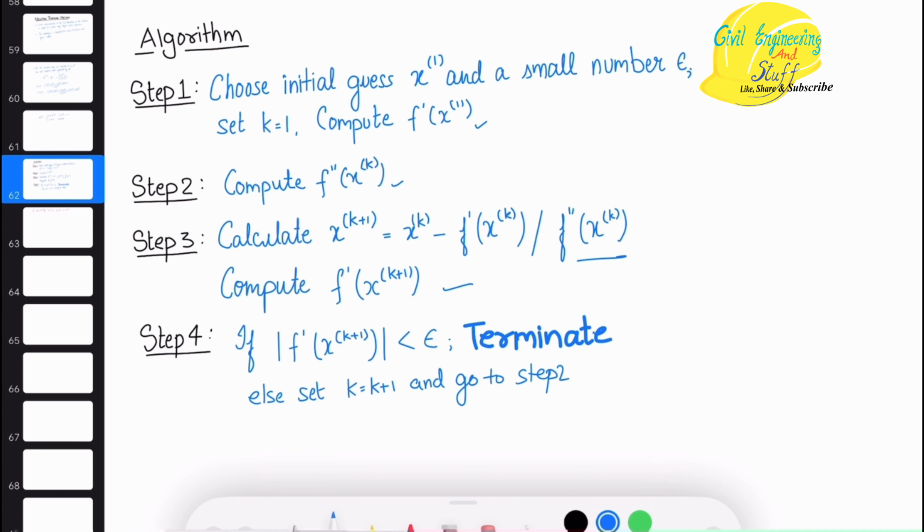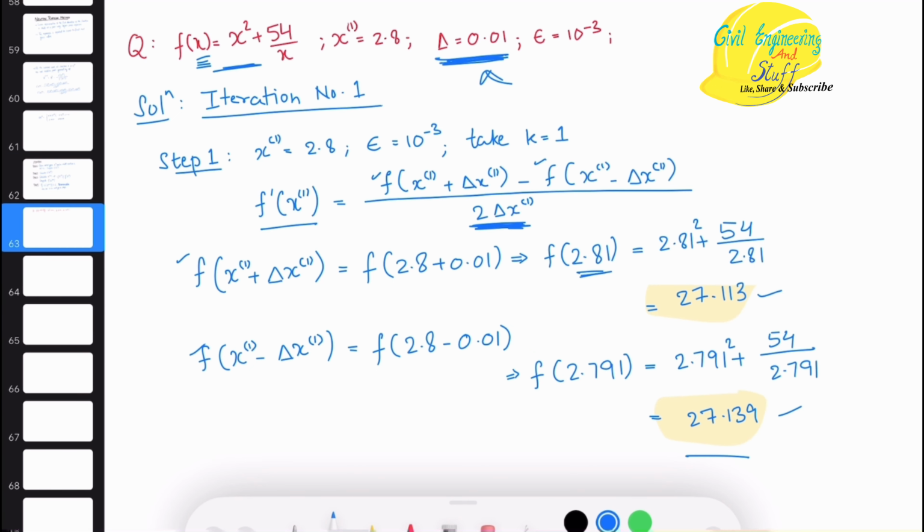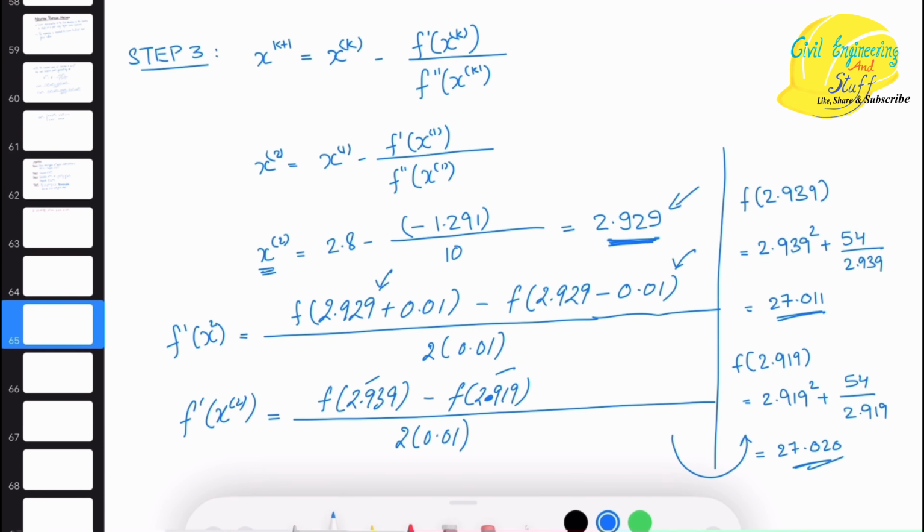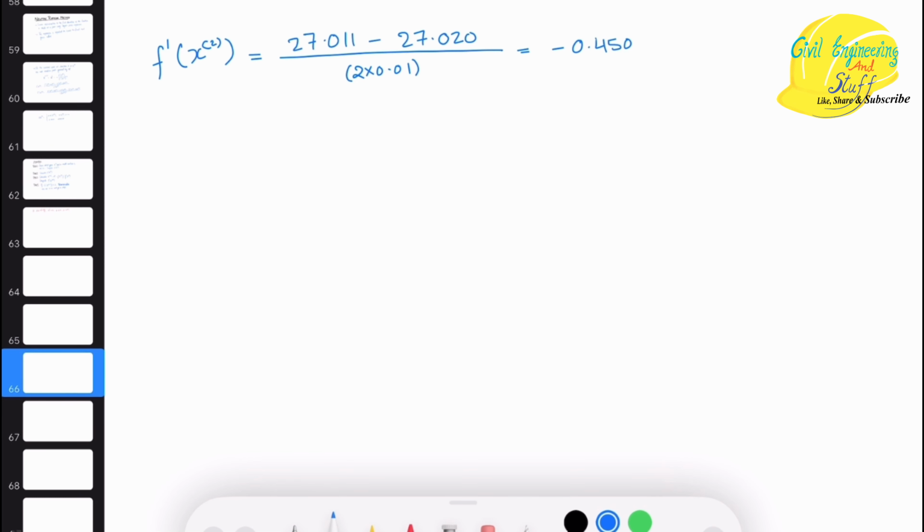Now in step number 4, we will see if our derivative is less than the smallest number. The smallest number was 10 to the power minus 3. Alright, so let's check if this is true or not. So we are on step 4, right? So mod of minus 0.450, and we know anything inside mod will come out to be positive. So that is 0.450, which is not smaller than 10 to the power minus 3, right?